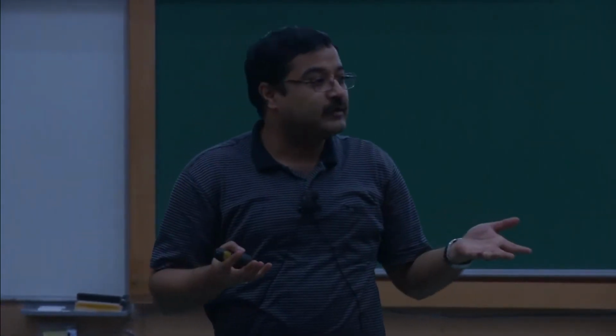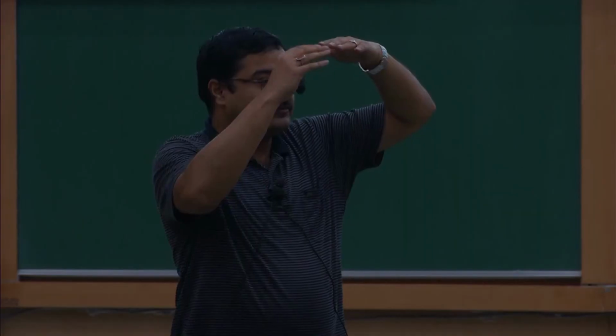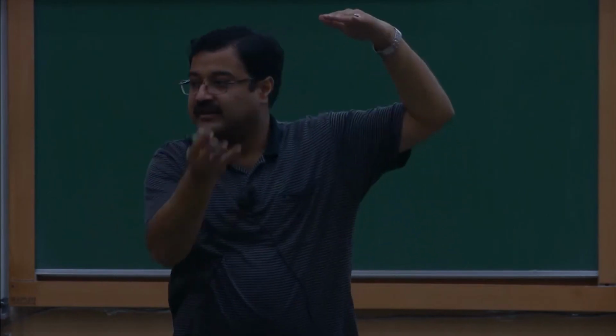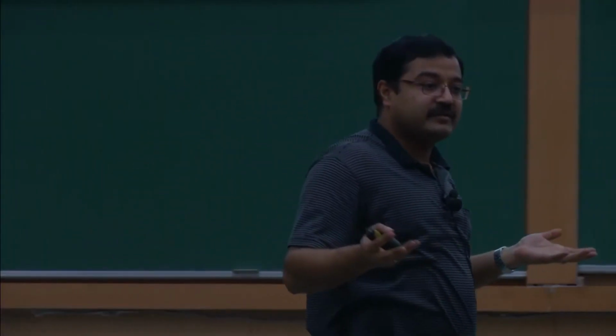So TSO does not allow that. TSO will not allow you to reorder these two. But maybe because of some situation, reordering S1 and S2 might give you better performance. You see the point? Because now you have this kind of a handshake. You are trying to write some data, produce some data, and then give it off. In what order this data is produced does not matter to the second consumer thread, the consumer core. So that allows for more optimizations.